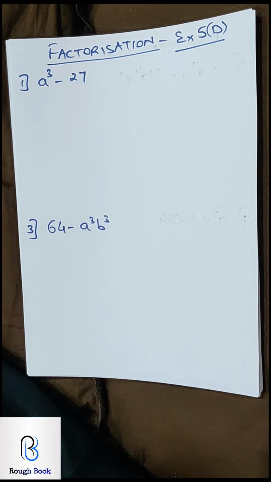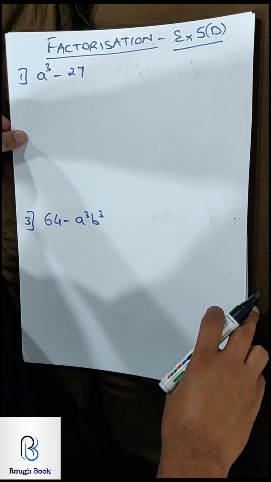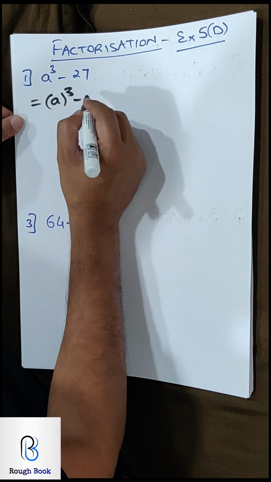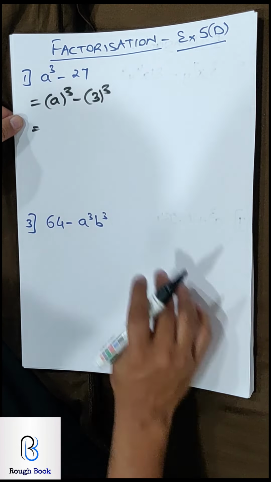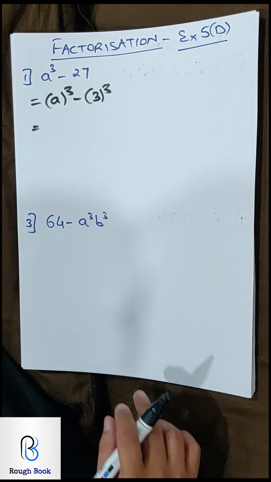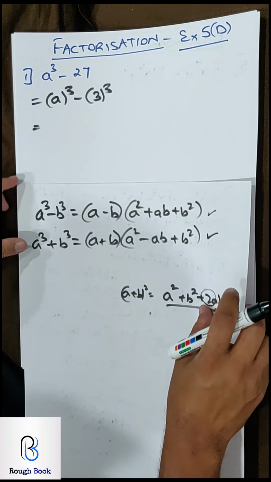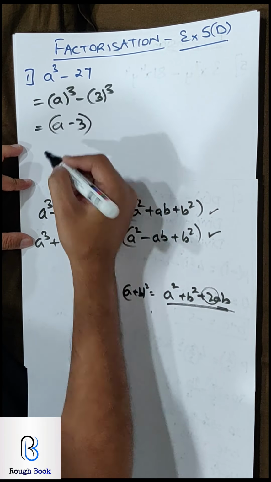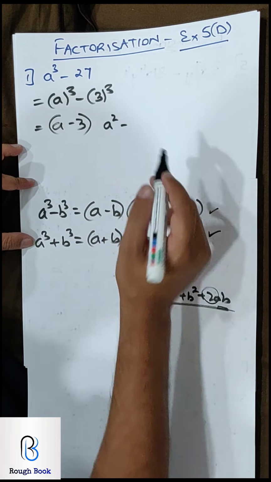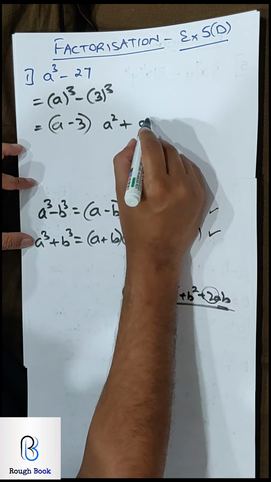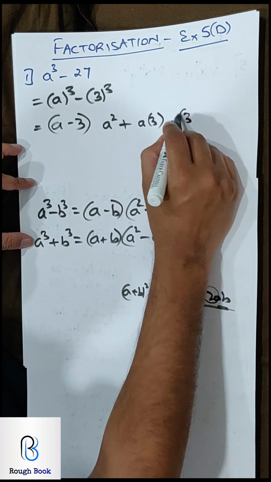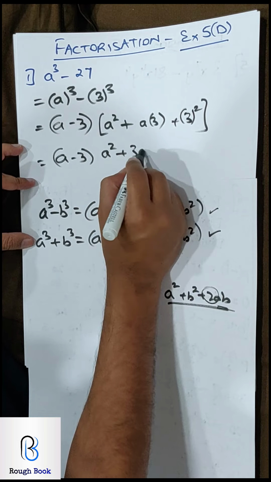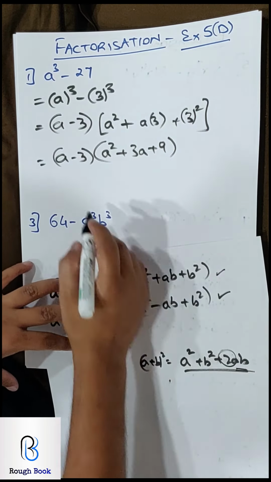So factorization exercise 5D. We're starting with the first question. A cube minus 27. So how are you going to begin? A the whole cube. This is going to be 3 the whole cube. So you are expected to know your cubes well, and then the formula. So how am I going to apply the formula? A cube minus B cube is A minus B, A square plus AB, so A into B, plus B square. So B square. So there we are with the first answer. A minus 3, A square plus 3A plus 9. Yeah, I'm sure you should manage till here.